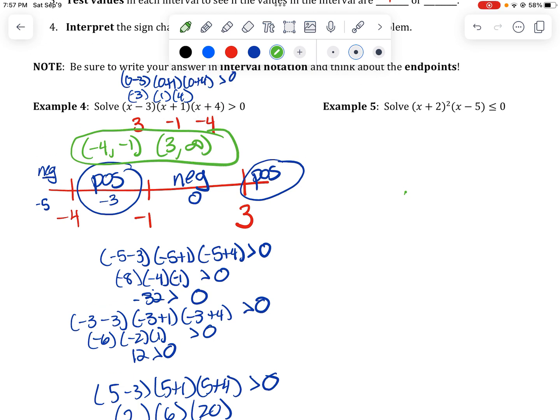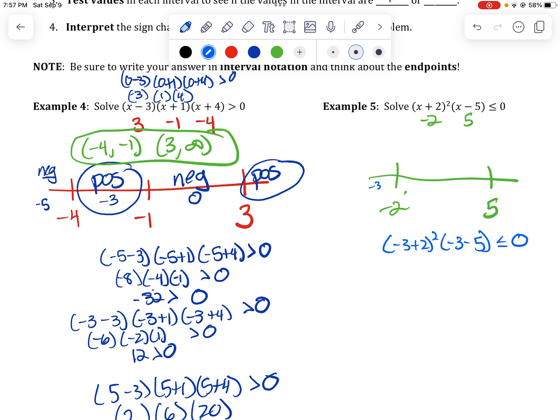So let's try this next one. Well, if I solve it, it's just -2 and 5, so that's nice. So what points could we test? Let's try -3. -3 plus 2 squared, -3 minus 5. Is that less than or equal to 0? Well, -3 plus 2 is -1 squared is 1 times -8. Well, that's negative.